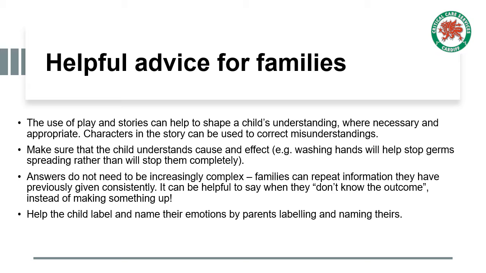Parents' answers to children don't need to be complex. Families can repeat information that they've previously given consistently. It can be helpful to say when they don't know the outcome, instead of making something up, or reassuring the child that everything will be fine. For children, it's really important to help them label their emotions, and parents can be really key in this. But I suppose for parents, it's knowing how they're feeling at that moment in time to be able to then support their child in terms of labelling and naming their emotions.